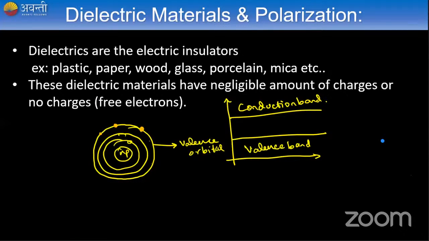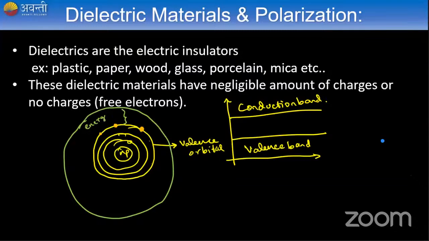How many of you know there exists a conduction band? Just outside the valence band, this orbital is called the valence orbital. Just next to this, at a small distance, is what is called the energy gap.